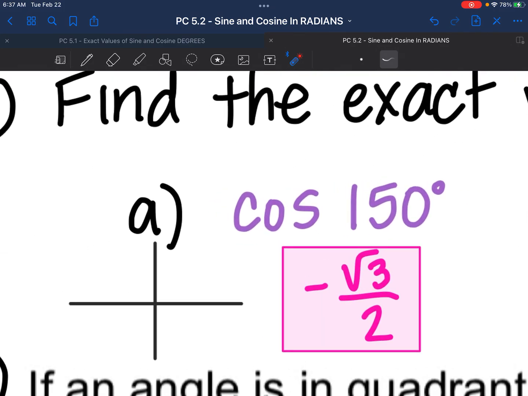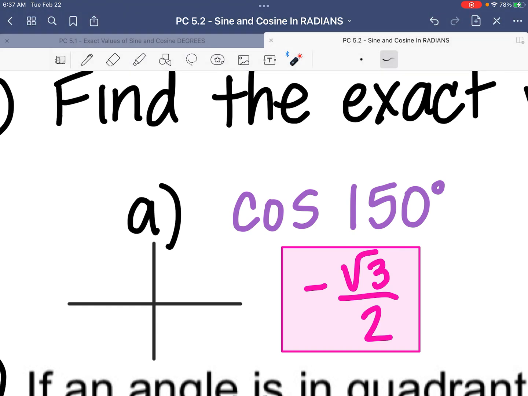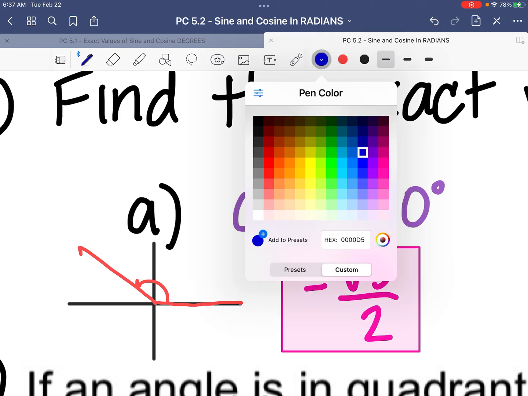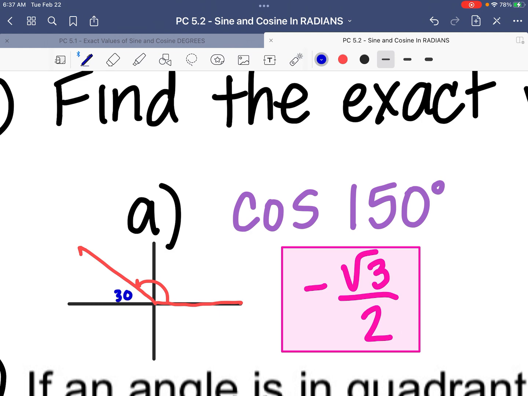All right, let's look at how you did on yesterday's lesson. So this is the answer to A. 150 is going to be in the second quadrant. So remember the initial side, terminal side right here. Sorry, let me go to a pen. Which the reference angle will be 30 degrees. If that's 150, which means you are looking at this triangle.